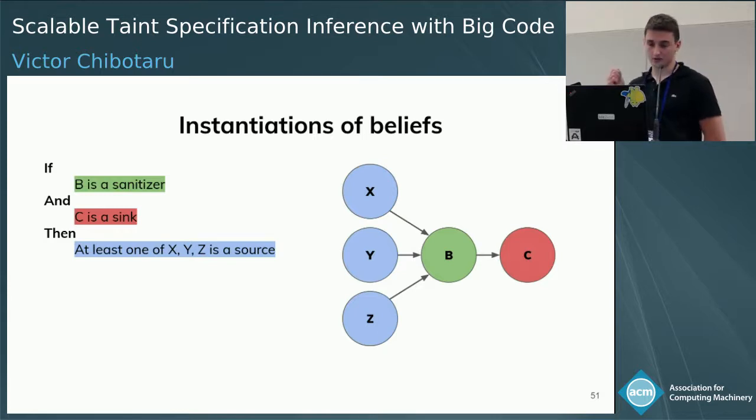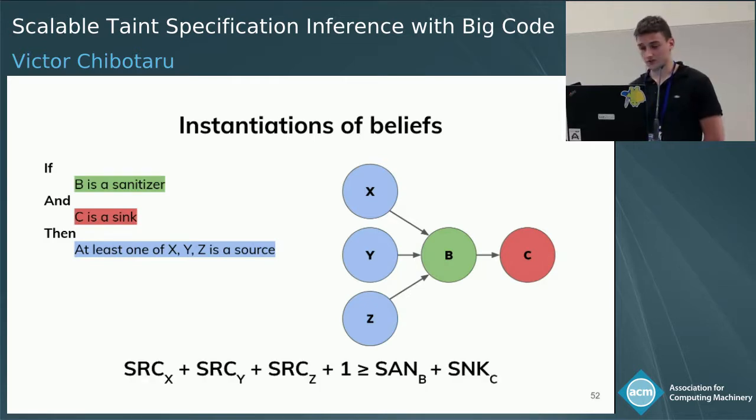And now comes the main insight of the paper. This constraint can be nicely expressed with this linear inequation. So, for example, in the case where B is a highly confident sanitizer and C is a highly confident sink, then the right part will have a big score. And in order for this constraint to hold, the left part has to have a big score as well. So at least one of the sources on the left side will get a big score.